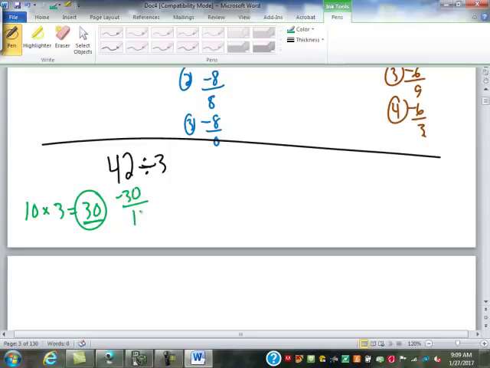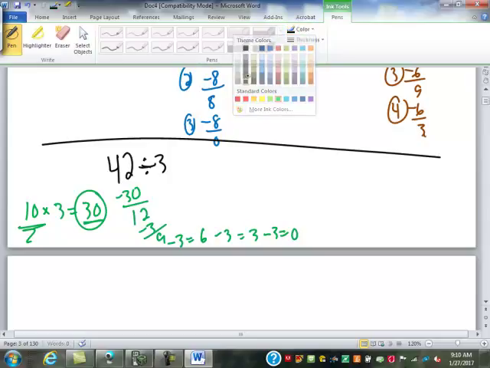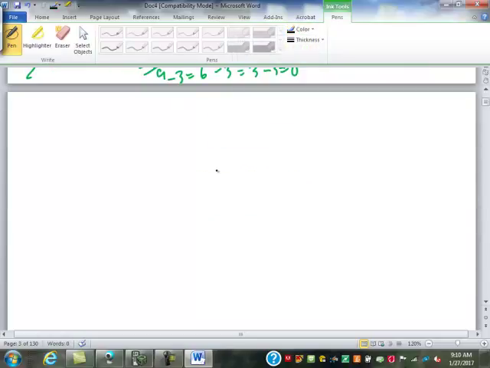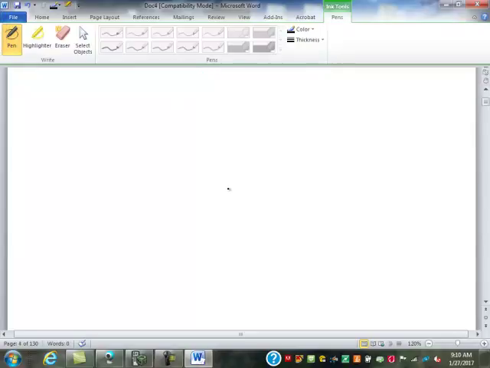If I subtract the 30, I'm left with 12. I've subtracted 3 10 times. Now I can keep subtracting 3 until I get down to 0. So I subtracted 3 4 more times. That's 14. 10 plus 4 is 14. So 42 divided by 3 is 14. Now with that in mind, and again, I'm not trying to change the way you do division, I just want you to understand the process we're about to look at here.